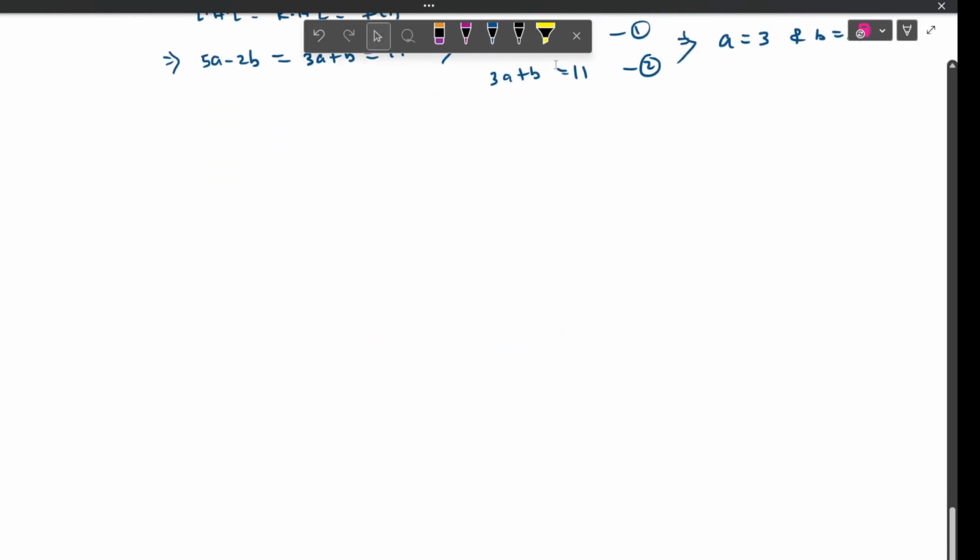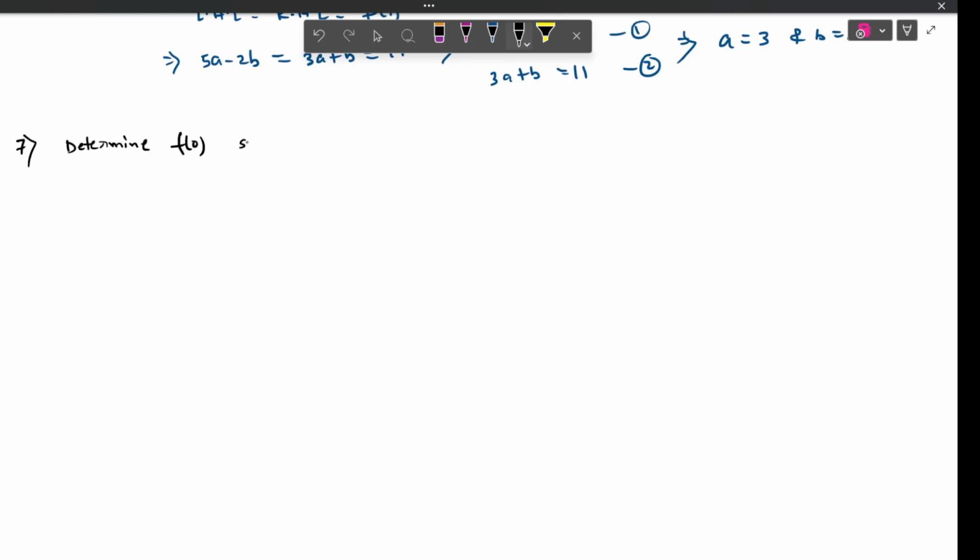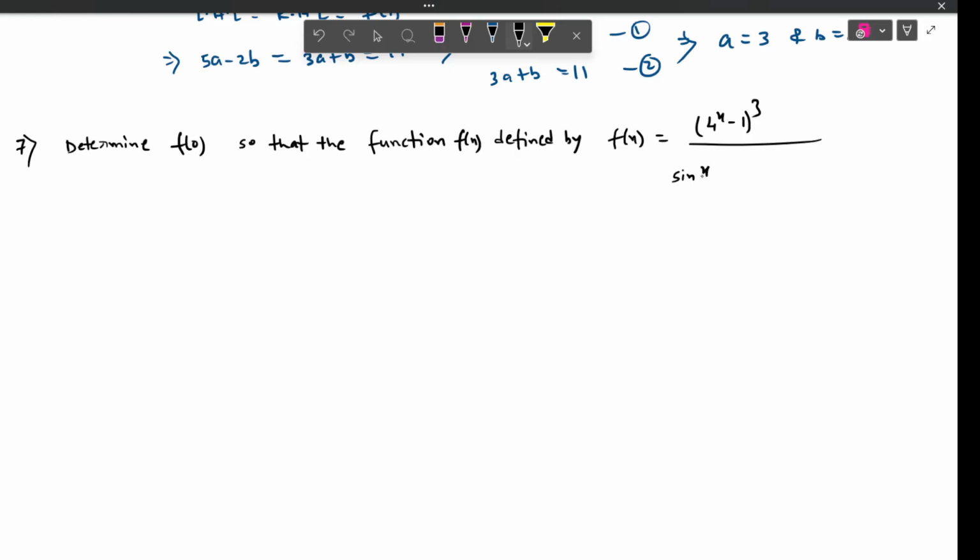Now let's see another question. Question number 7. Determine f of 0 so that the function f of x defined by f of x equals to 4 to the power x minus 1 whole cube by sine of x by 4 log of 1 plus x square by 3 becomes continuous at x equals to 0. Okay, let's see the solution.